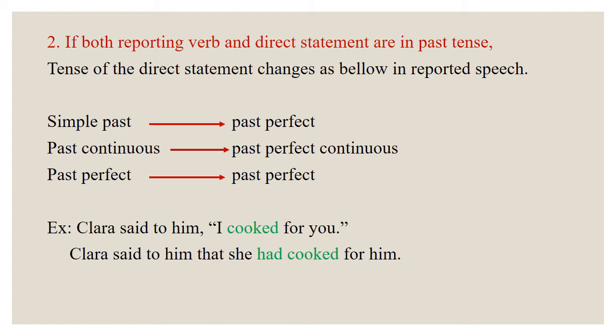Clara said to him, I cooked for you. Now this is in simple past and the reporting verb is also in simple past. So in this case, we have to change simple past into past perfect. The answer is Clara said to him that she had cooked for him.